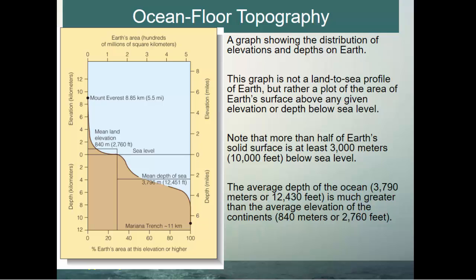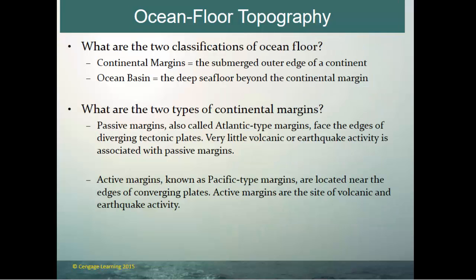So more than half of the Earth's solid surface is at least 3,000 meters, 10,000 feet, below sea level. And the average depth of the ocean is about 3,790 meters, which is much, much greater than the average elevation of the continents. What are the two classifications of the ocean floor?